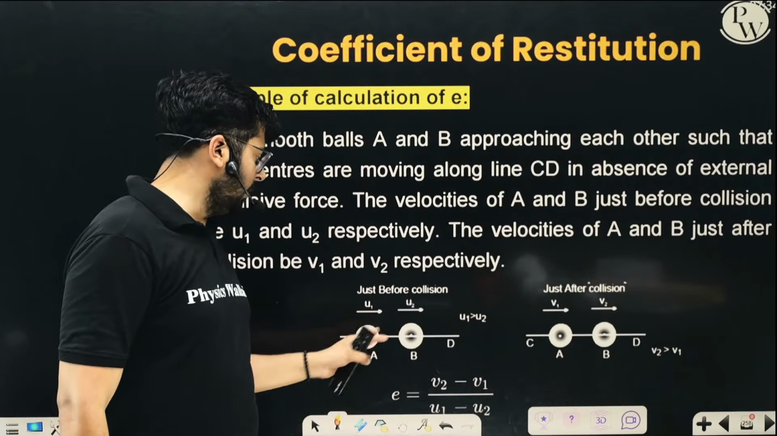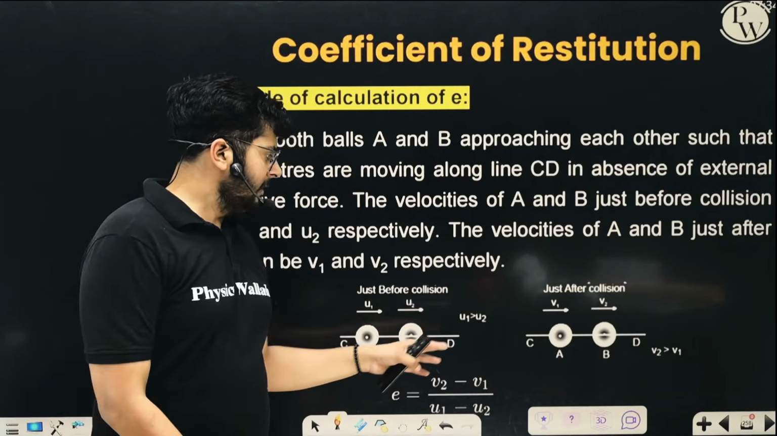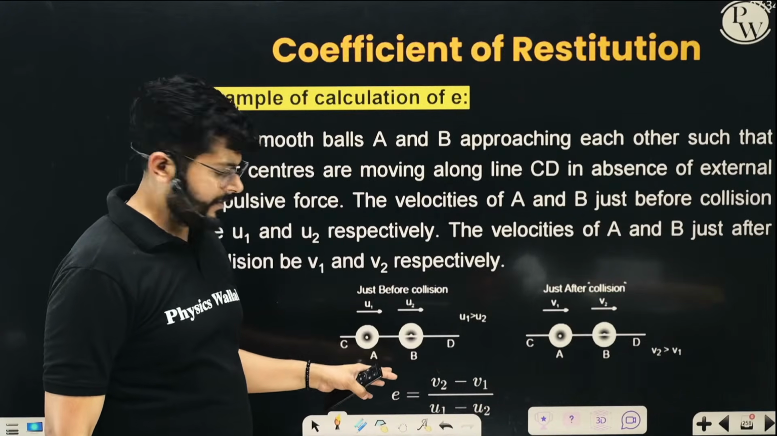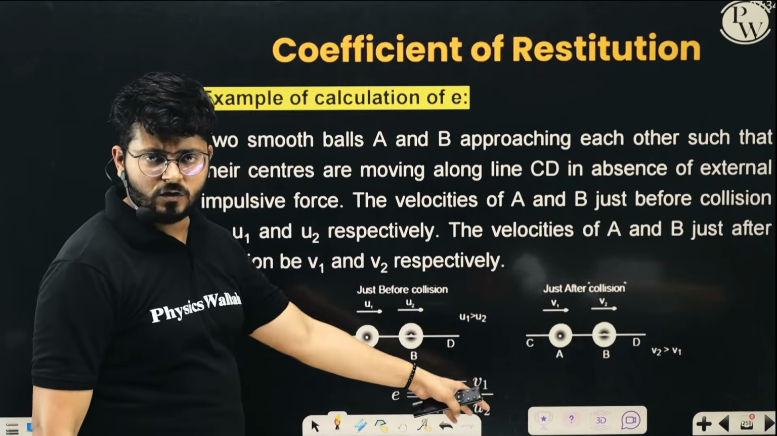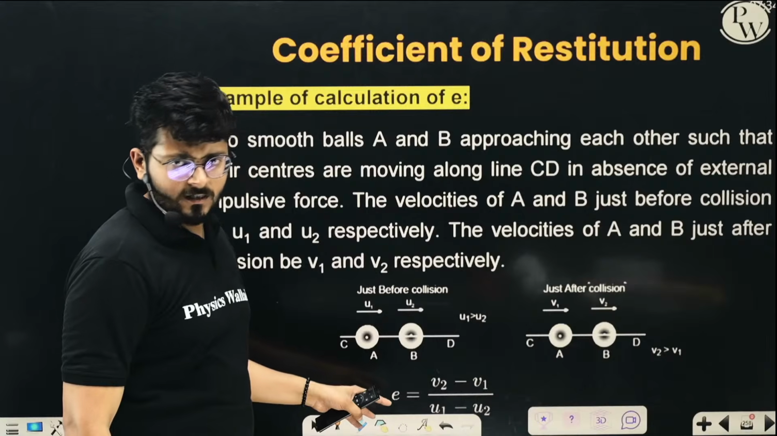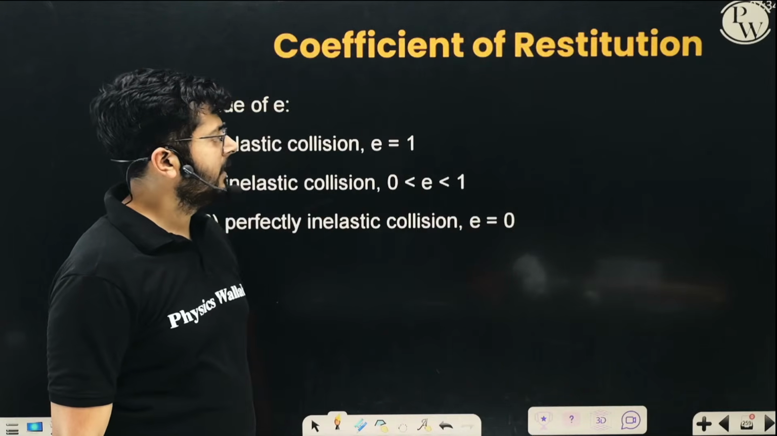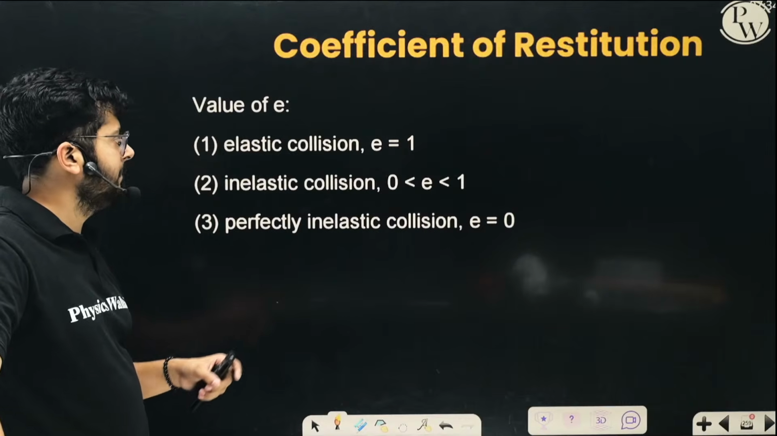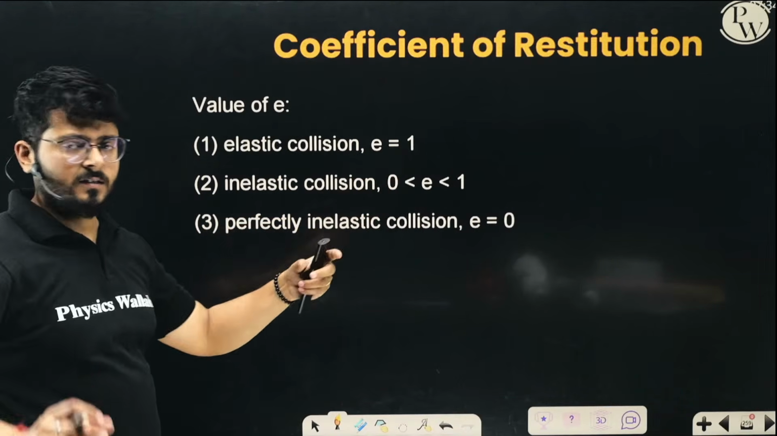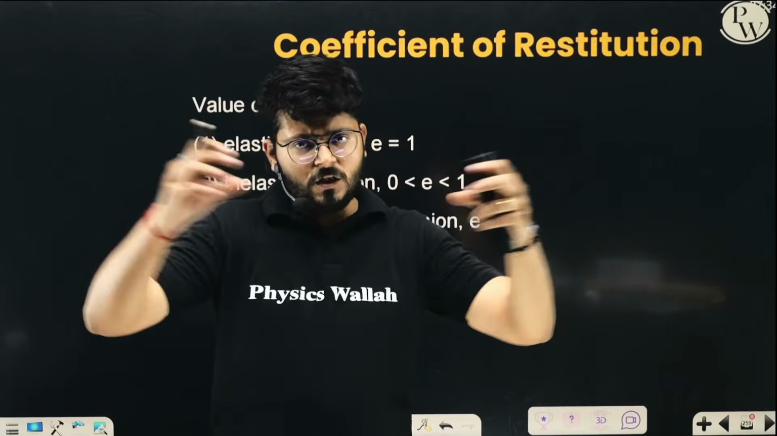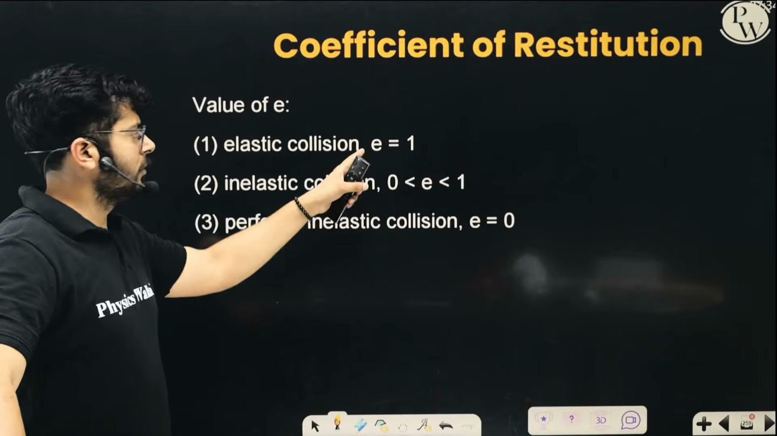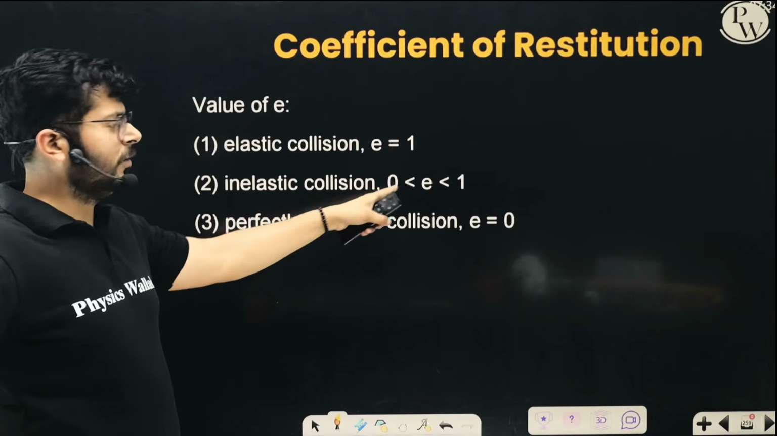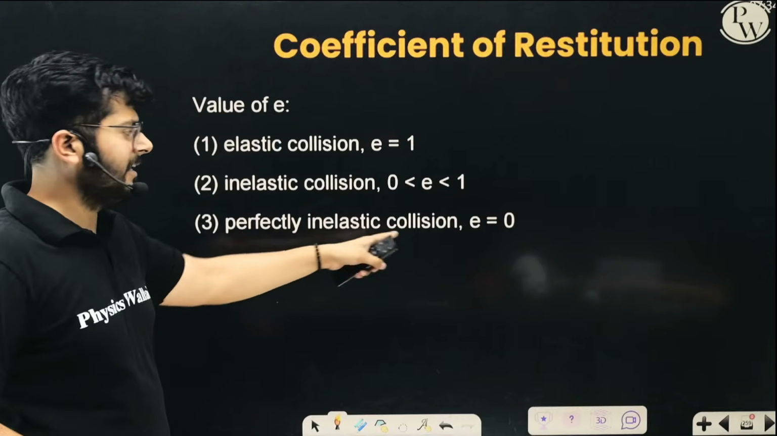So these are the two bodies, moving with a certain velocity. Here you have (v2 minus v1) upon (u1 minus u2), that is the velocity of separation upon the velocity of approach. This ratio is called the coefficient of restitution. It is applicable more or less in inelastic collisions, right? For the elastic collision, the velocity of separation and velocity of approach are the same, so e is equal to 1. In inelastic collision, it is between 0 and 1, and in perfectly inelastic, it is 0, right?